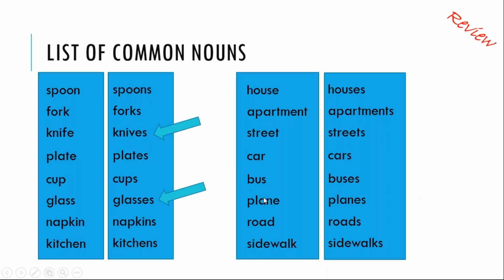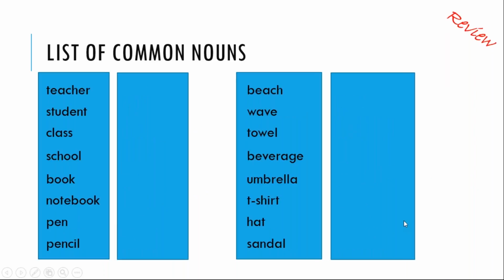There were special rules that we looked at. The first one was knife with an FE. We changed it to knives with a VES. We also looked at glass with a double S, and you add ES at the end for glasses. And bus with an S, you add ES for buses, right? And that was it. Everything else was regular. Everything else, you just add an S. That's it, okay?